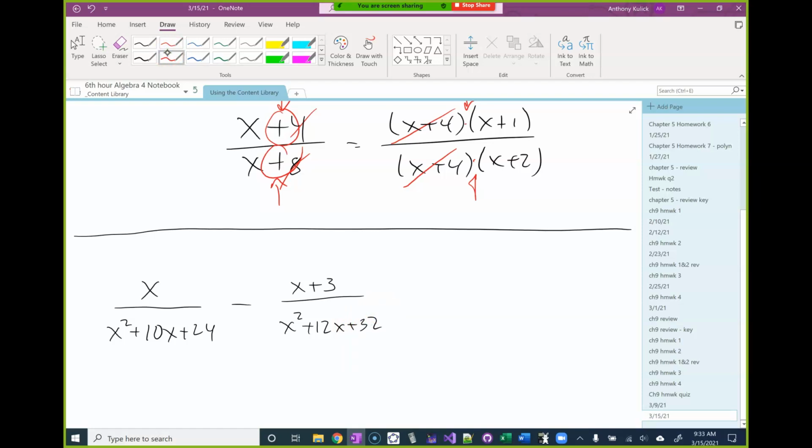Okay. So here's an adding and subtracting problem. The first thing we need to do is find a least common denominator. To do that, I'm going to start by factoring anything that I can. Something that multiplies to 24 and adds to give me 10 is 4 and 6. Multiplying to 32 and adding to give me 12 is 4 and 8. So if I look at my denominators, I see three distinct factors: x plus 4, x plus 6, and x plus 8. That's going to be my least common denominator.